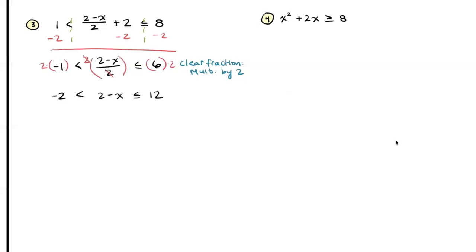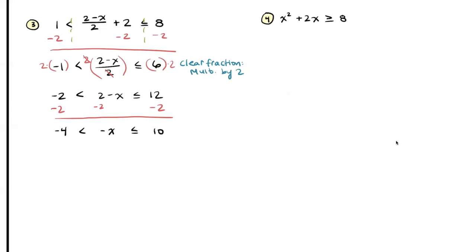We are closer to isolating the x in the center. The next thing we should do to get the negative x alone here is to get rid of this 2. It's added here, so we're going to undo that by subtracting. -2 minus 2, be careful there, that's not 0, it is more negative, so it's -4. The negative is attached to the x here, so we've got -x in the center. We've got 12 minus 2, and that is 10.